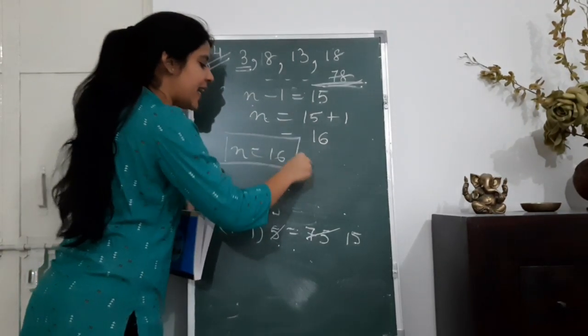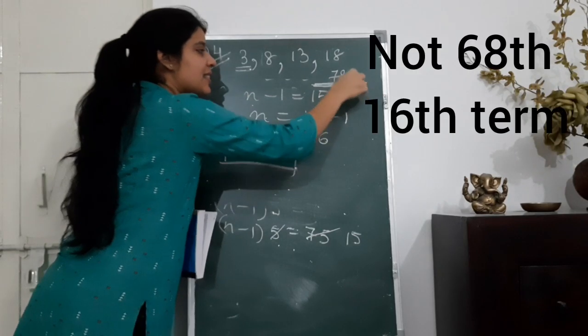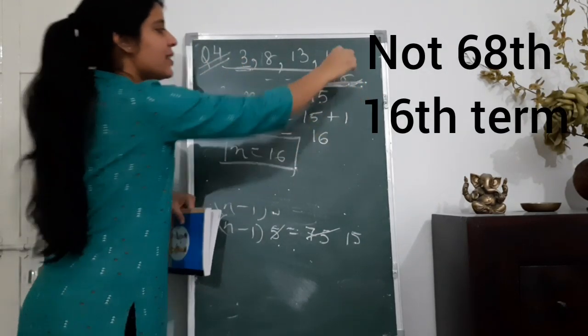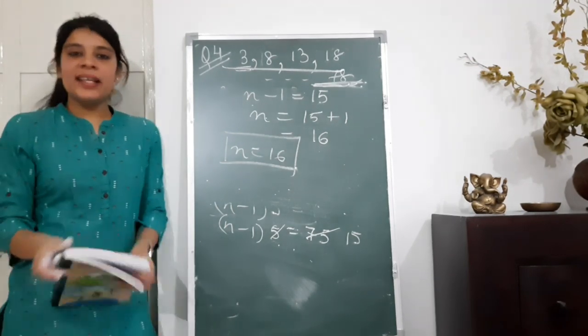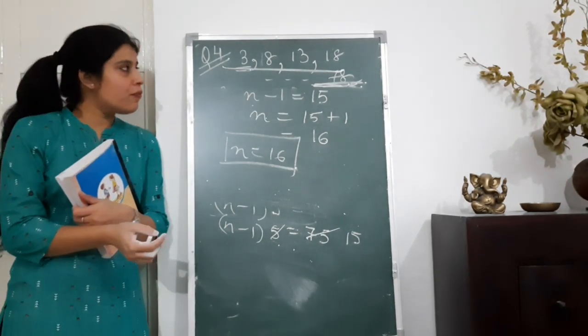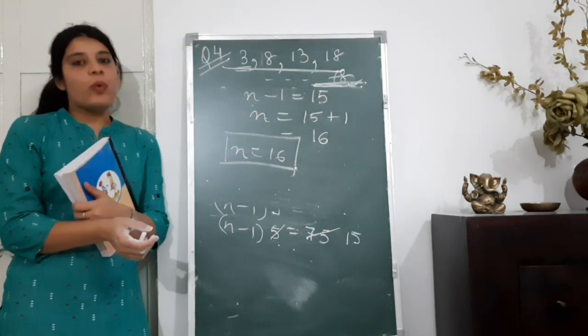Therefore 78 is the 16th term of this arithmetic progression. So with this we have completed question 4 of exercise 5.2.